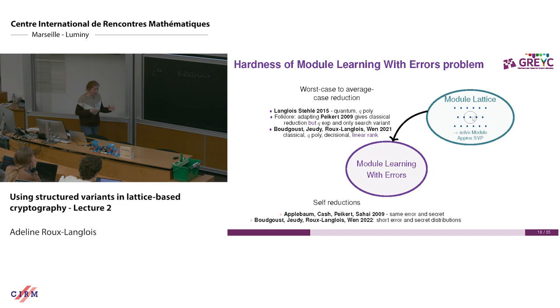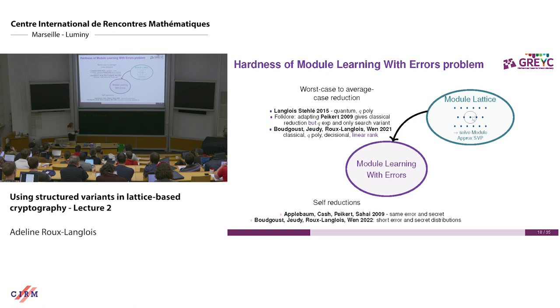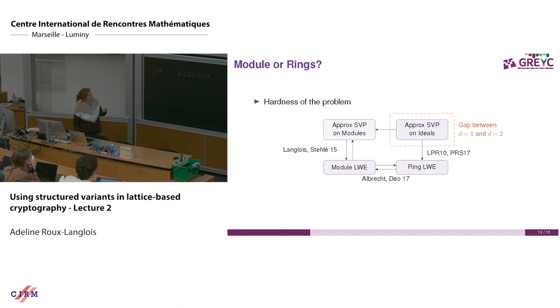And as you have better properties than in the ring variant, we also recently have results on using other distributions for error and secret than Gaussian, like short uniform or binary also, but with a condition on the rank. Module LWE is used a lot. It's the problem used in those NIST schemes which will be standardized, like Kyber and Dilithium.